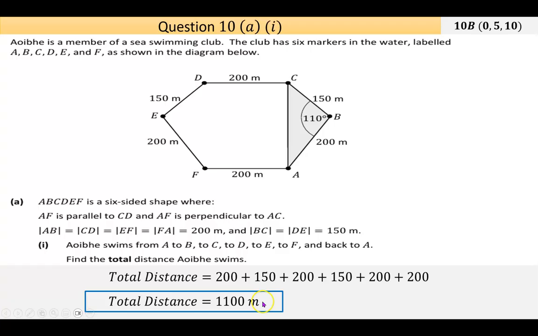1,100. Now, initially I accidentally put in centimeters there. I put in the wrong units. It's a long swim, so make sure you put the units in to indicate that. Now that's part 1.